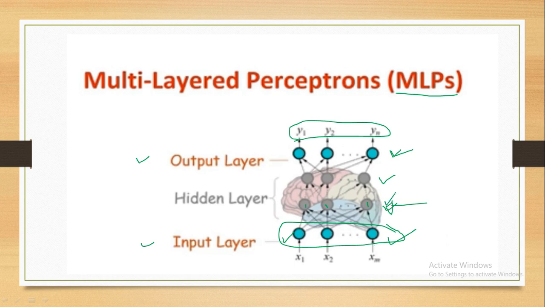Now this hidden layer will forward the outcome to the next hidden layer, which will forward the data to the next hidden layer. If you have more than one hidden layer, that is known as deep learning. We will learn that later on. But for now, that is nothing but a multi-layered perceptron. That's quite a famous thing.